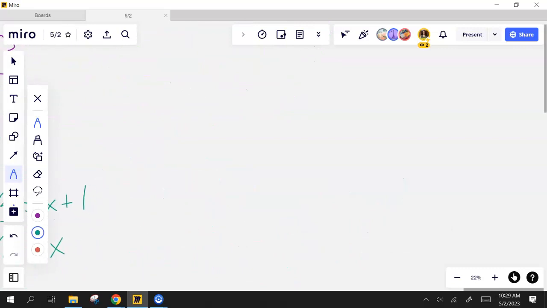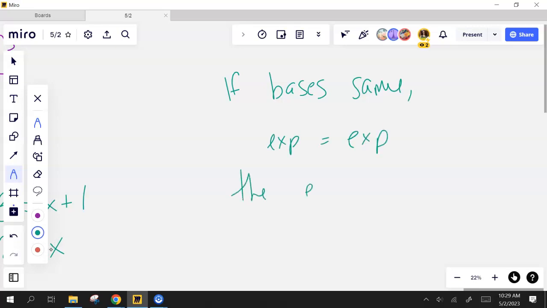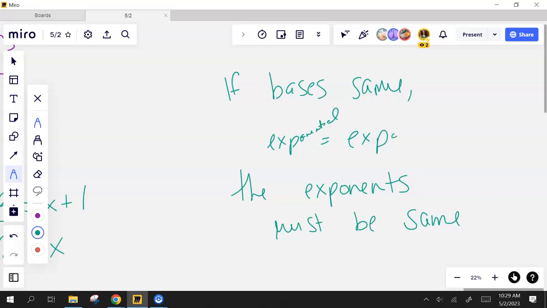So takeaway here: if the bases are the same, so you have some exponential equals some exponential, then the exponents must be the same.